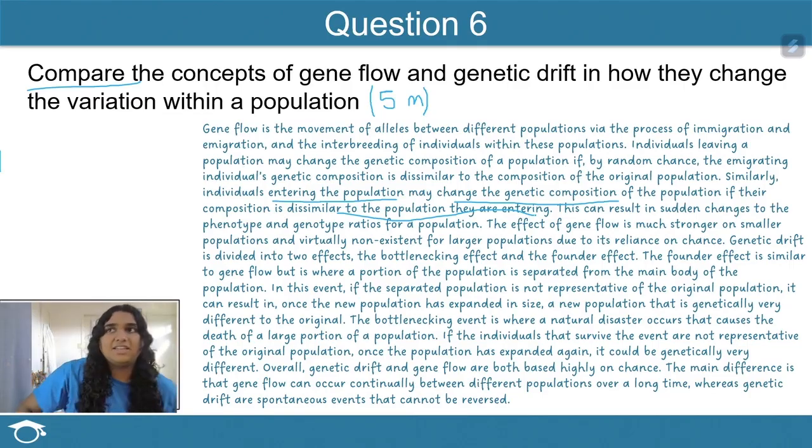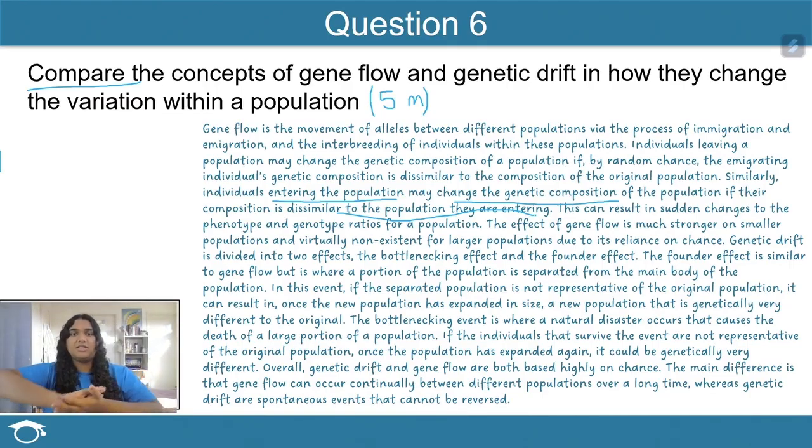What that was basically saying is that if there is an individual that comes into a population with entirely new genes and is able to interbreed with them successfully, they can introduce new alleles into the original population and change the allele frequencies. This can result in sudden changes to the phenotype and genotypic ratios for a population.